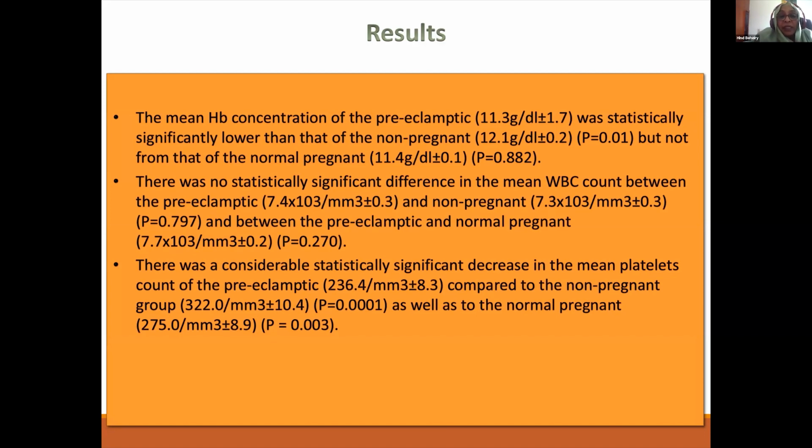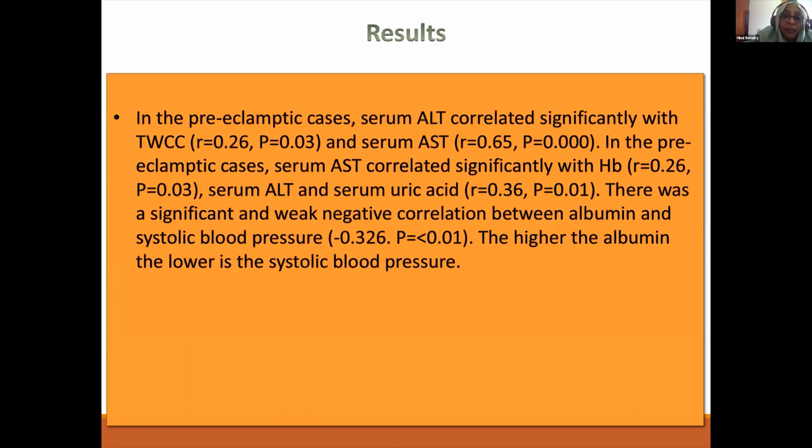There was a considerable statistically significant decrease in the mean platelet count of the preeclamptic compared to the non-pregnant, as well as compared to the normal pregnant. In the preeclamptic cases, the ALT, alanine transferase, correlated significantly with the total white cell count and with the serum aspartate transferase. In the preeclamptic cases, serum AST correlated significantly with the hemoglobin, with the serum ALT and serum uric acid. There was a significant and weak negative correlation between albumin and systolic blood pressure. The higher the albumin, the lower is the systolic blood pressure.